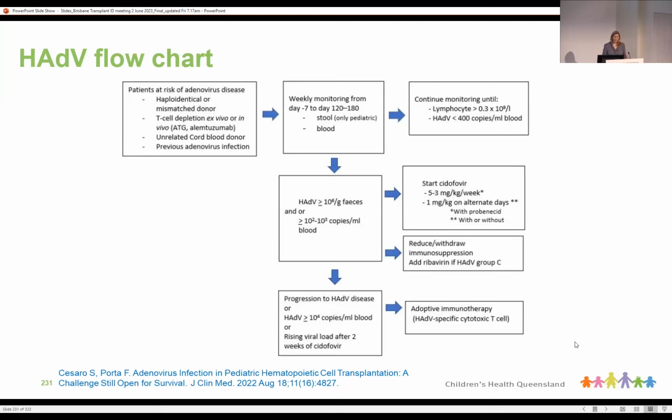If you've got a high risk patient, high risk for reasons of their donor, their T-cell depletion or their past medical history, monitor them. In pediatrics, we have the option potentially of still monitoring, although this isn't yet in routine practice within our centre. You would continue monitoring depending on their reconstitutional lymphocyte count, and then have the option, if getting early detection, to start cidofovir or reduce or withdraw immunosuppression. With disease progression, adoptive immunotherapy should be sought.